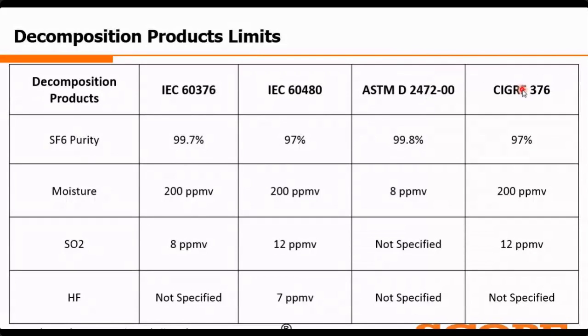utilities. And also the moisture, SO2 and HF, all the parameters, these guidelines have defined the limits. So whenever you are doing the quality analysis of SF6, you just need to refer to this table, and accordingly you can do the maintenance of the SF6. So you just need to remember that.